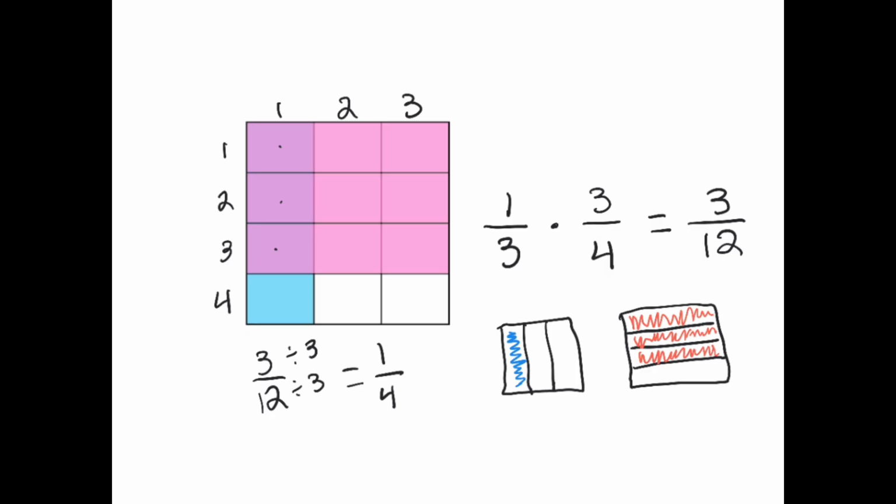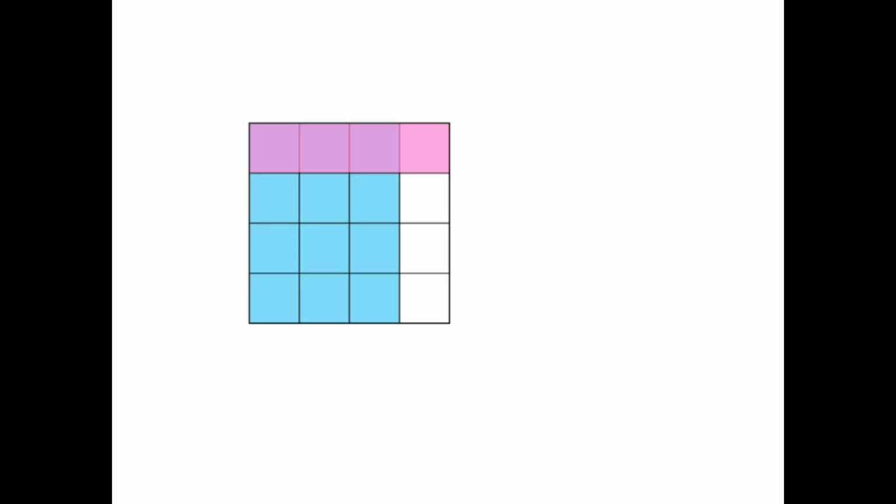Let's try another one together. So let's read our first fraction. We're going to focus on the columns first. We have 1, 2, 3, 4. Remember, columns are going up and down. Our denominator for that first fraction will be fourths.